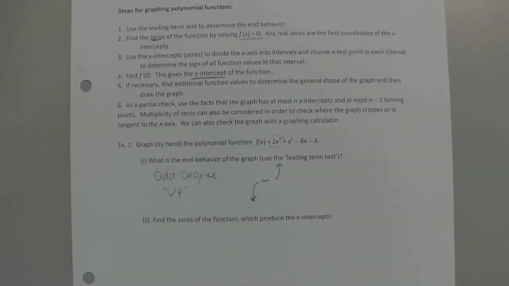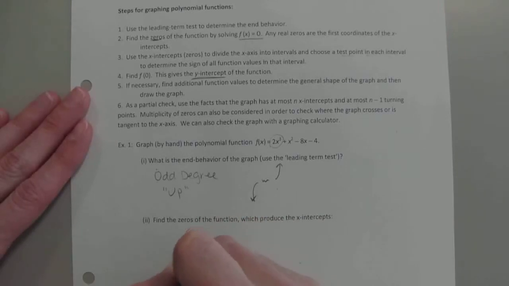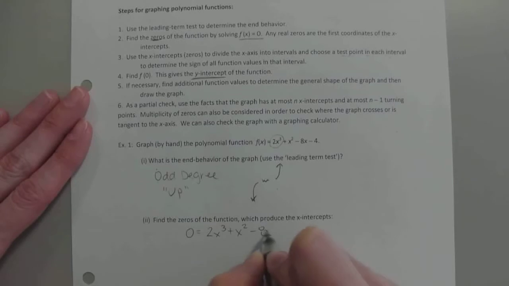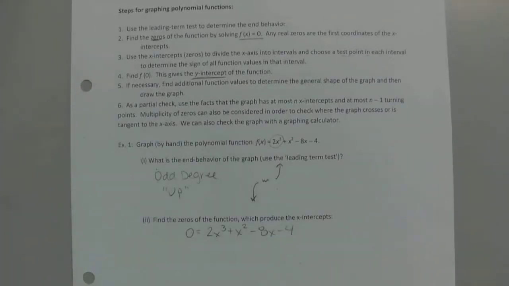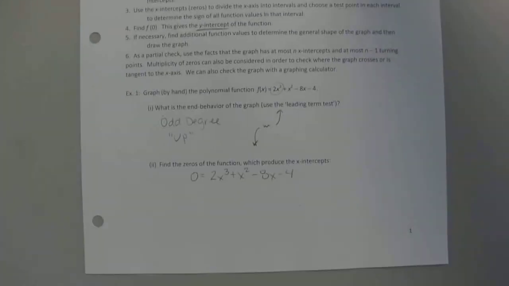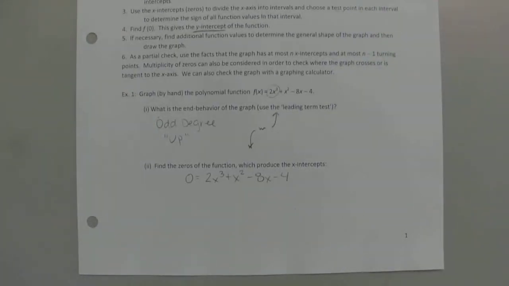All right. Step number two. Find the zeros of the function which produce the x-intercepts. The zeros of the function mean set your function equal to 0 and solve. So we have 0 equals 2x cubed plus x squared minus 8x minus 4. If you like the 0 being on the other side, you can do that. All right, so you will always be given one that's either already factored or is factorable, so that you don't have to use your calculator to find the zeros.